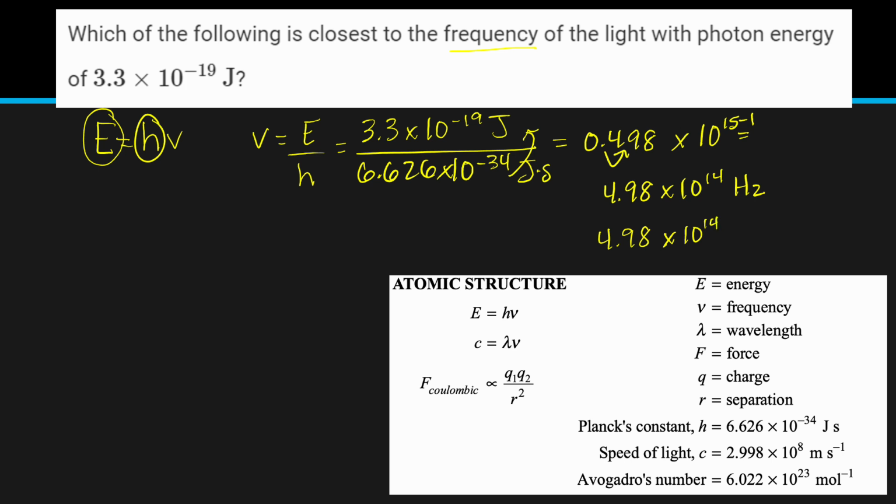It honestly depends on what you're given in the question, so either one of those would work. They equal each other.